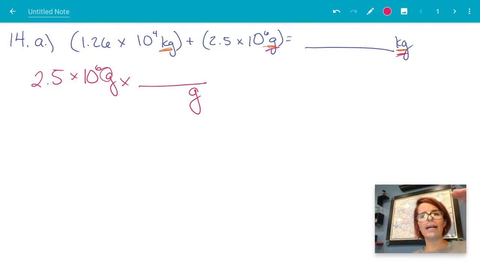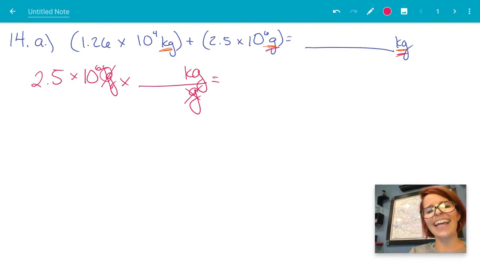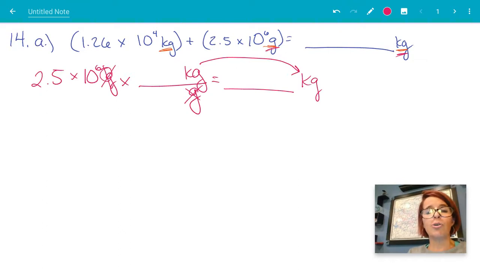When you have a unit that's on top, and the same unit that's on bottom, they cancel each other out. So we have grams here and we have grams here. They cancel each other out. Now I want you to put the kilogram on top. Whatever unit you're left with, that's the unit that your answer is going to be in. So we're now going to convert into kilograms. So now we know it's kilograms on top and grams on bottom.